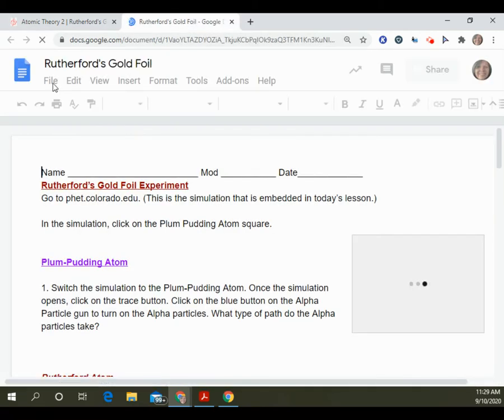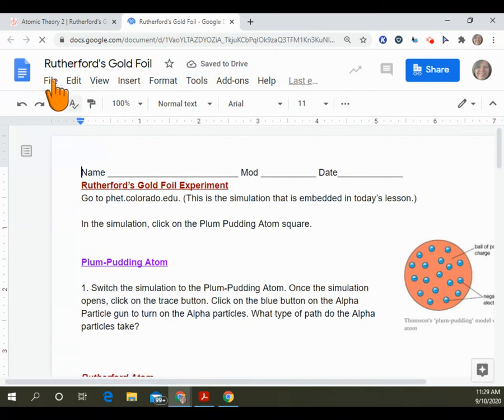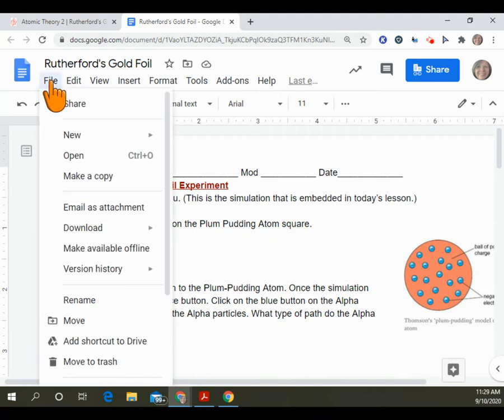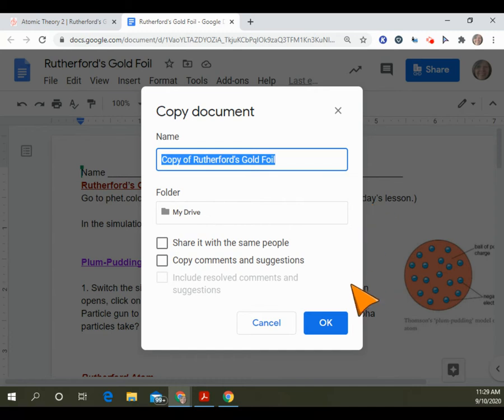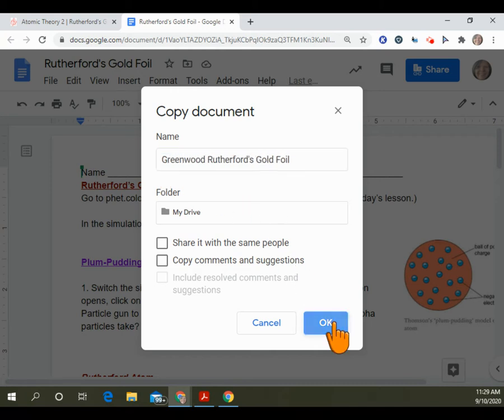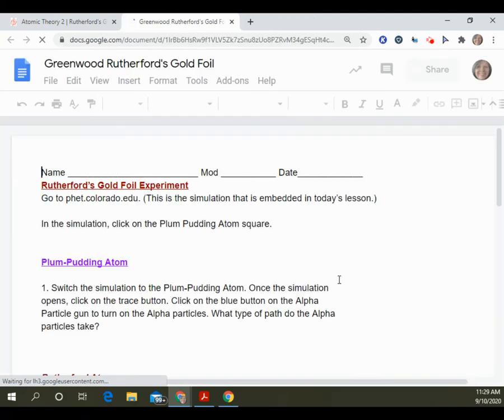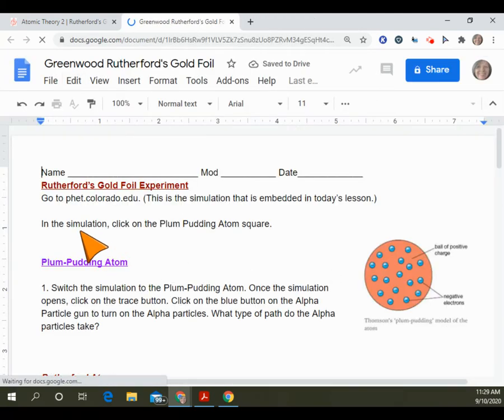When you come to the Google Doc, you will want to make a copy of that. You're not able to type on this one because if you were, then one person would fill it out and everybody else would get all of the answers. So you're going to go File, Make a Copy. You're going to put that in your drive. It's really nice if you change the copy of to your name. And then hit OK. I'm going to close the original one. Now we have something we can type on.